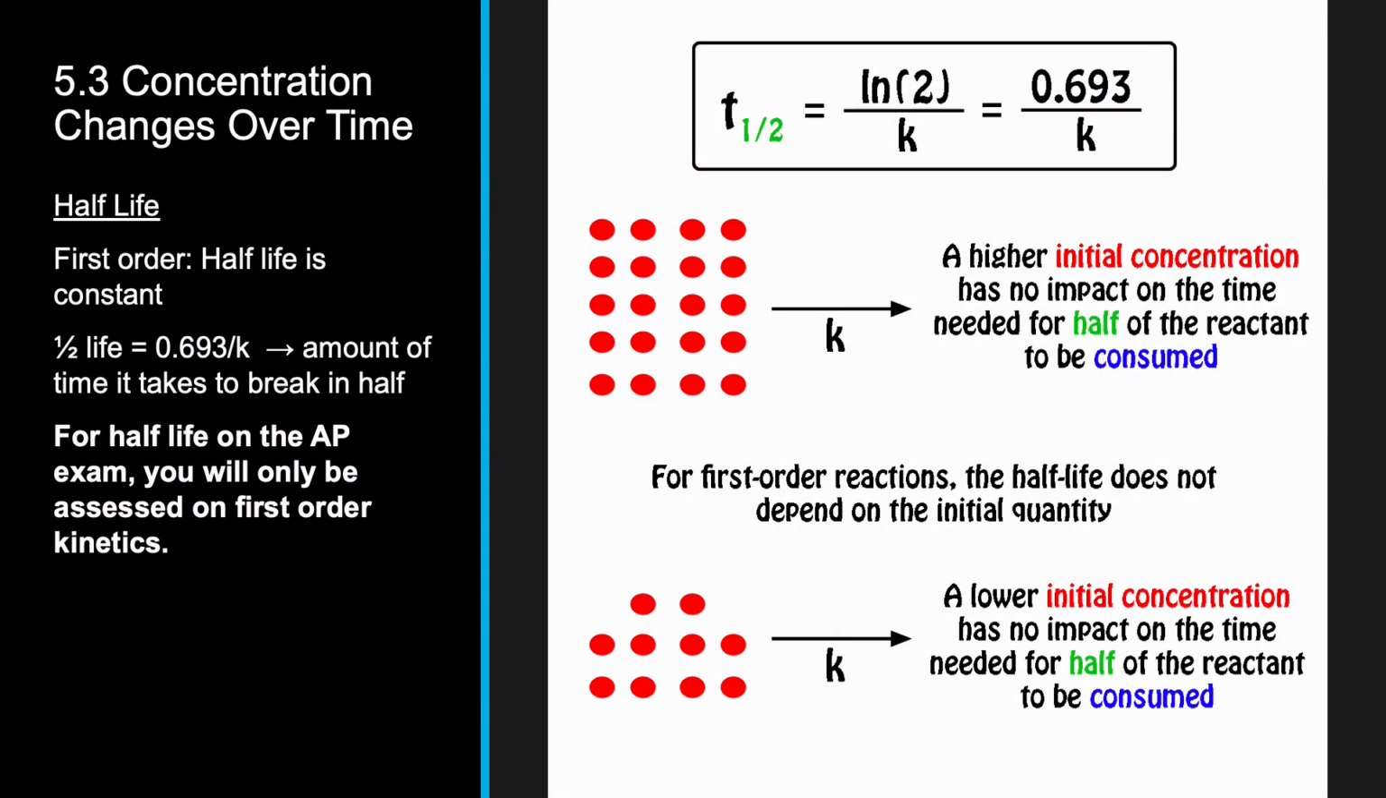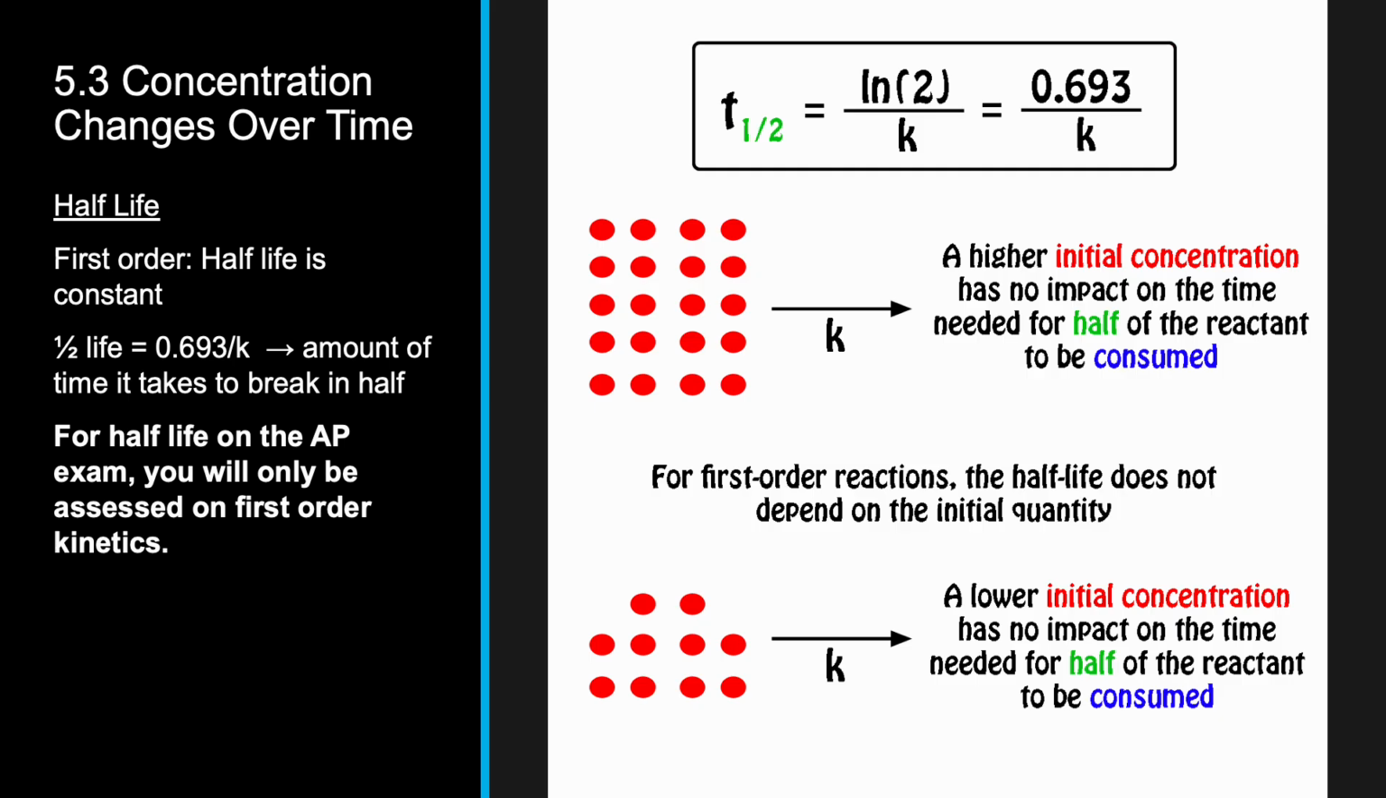So for first order reactions, the half-life is going to be constant, meaning it does not depend on how much reactant you start with. So the half-life is defined as the time required for the amount of reactant to decrease by 1/2 of its original value. And for first order kinetics, it's given by the equation half-life is equal to 0.693 divided by K, and that is given to you in your reference sheet right under integrated rate laws.